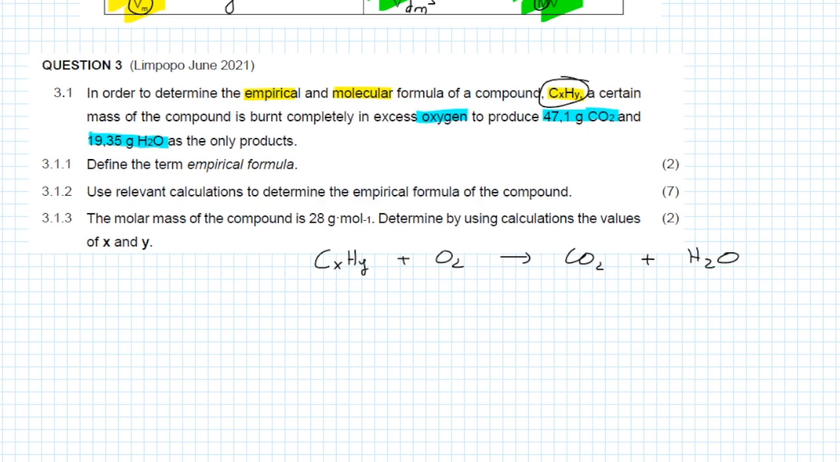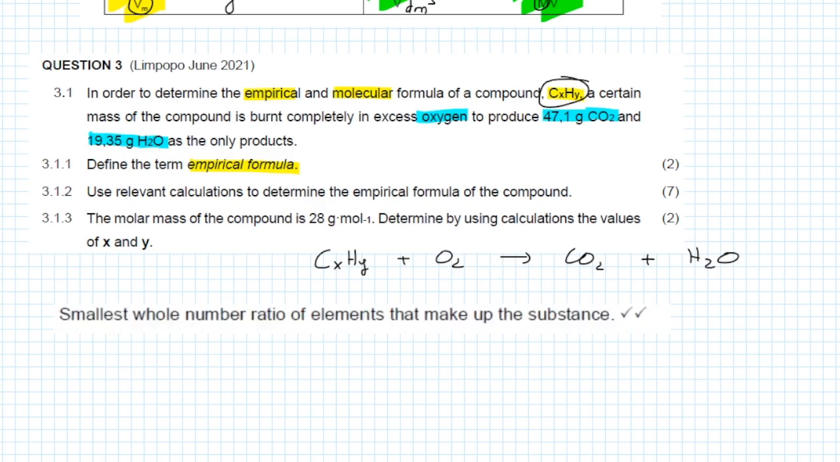Then they say 3.1.3, define the term empirical formula. For 2 marks, we can define empirical formula as the smallest whole number ratio, must be a whole number please, of elements that make up the substance. So it's the smallest whole number ratio in which elements combine to form a compound. That is going to get you 2 marks. Question 3.1.2 says, use relevant calculations to determine the empirical formula of the compound.